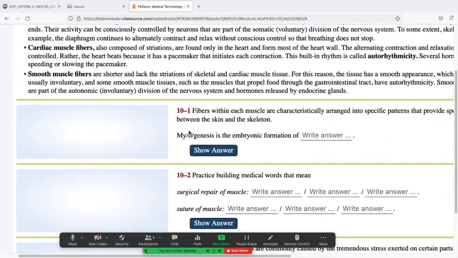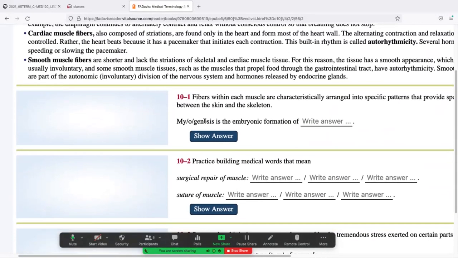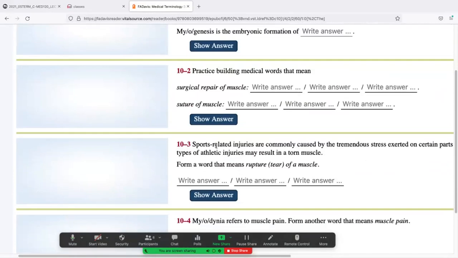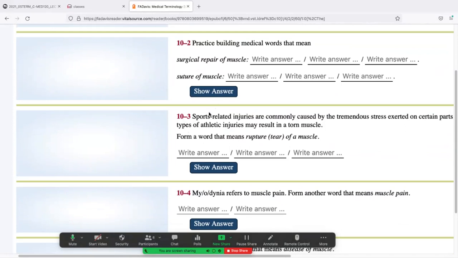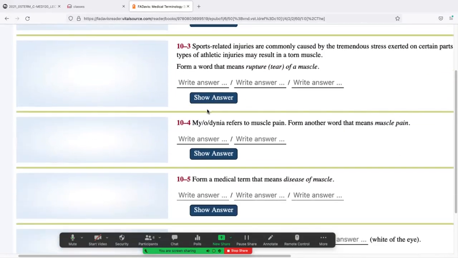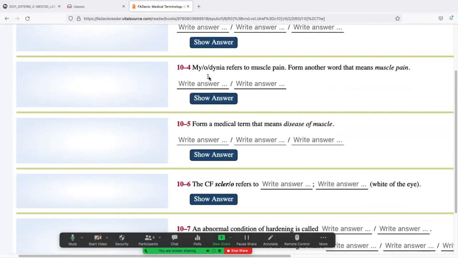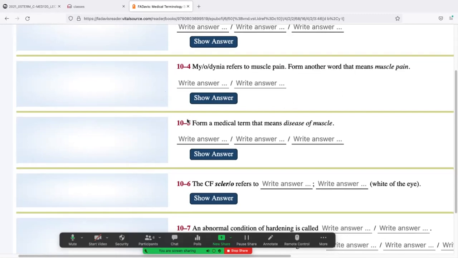Okay, let's see some other words. Myogenesis. Genesis means the formation of. Myo is muscle. Surgical repair, suture, we already went over that. Myodynia is another way of saying myalgia. So myodynia, dynia is pain. Myalgia, doesn't that look like a beautiful both A and B question? Hint.